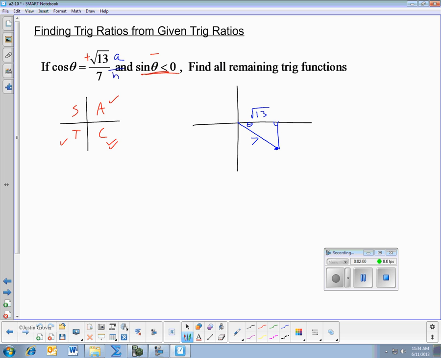7 squared minus root 13 squared, that's going to be 49 minus 13, which is 36. We're doing the square root of 36, which is 6. But what we have to be careful of here is to think about where we are. It's not going to just be 6, it's going to be negative 6, because we're on a vertical line below the x-axis, and the vertical line below the x-axis is the negative y values. And so you have to know to label that a negative 6.